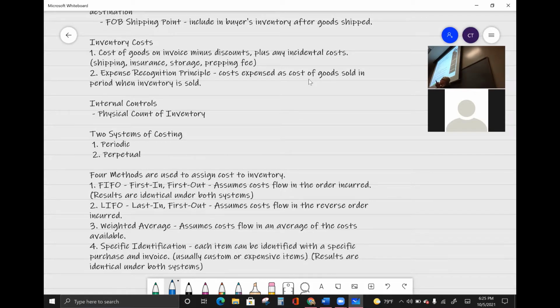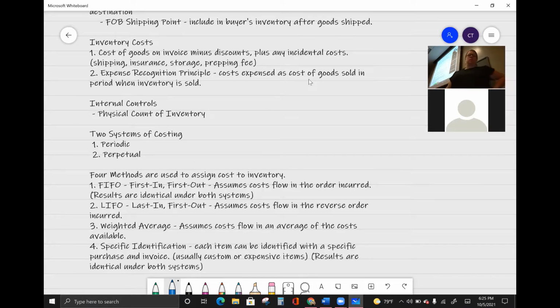An expense, cost, could be a loss account. It could be cost of goods sold, where you're hitting your income statement to reduce your sales. It could be an expense account where it's in the bottom line, hitting your net income.